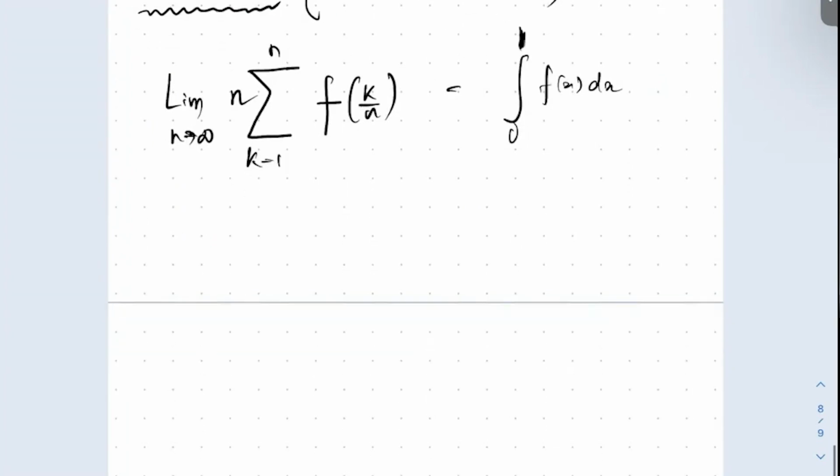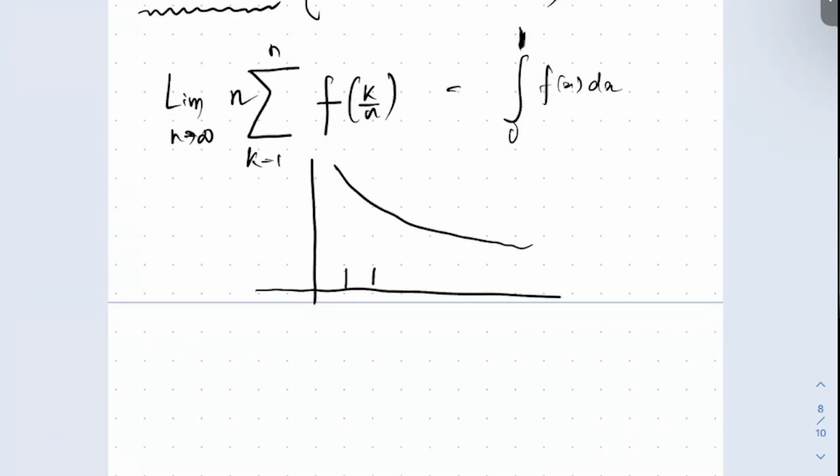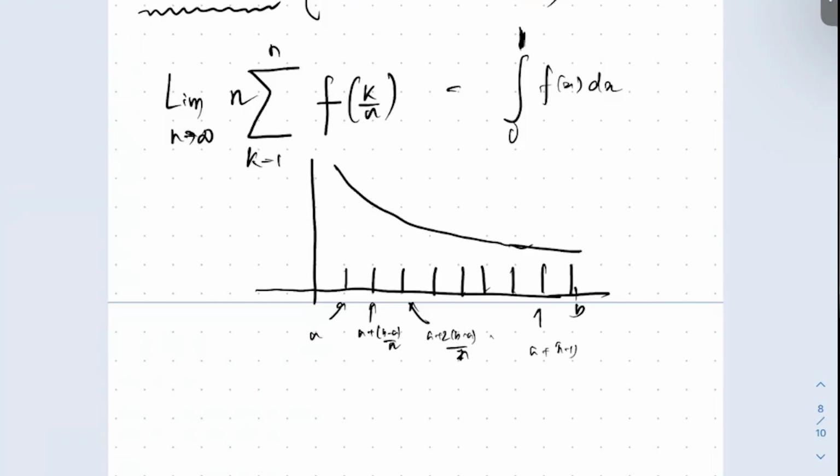So what's the basic idea, the mathematics behind it? It's very simple. If you take a function like this, and you take bricks out here, let's say this is a and this is b. So you take n bricks. This is a, this is a plus (b minus a) by n, this is a plus twice (b minus a) by n, and this goes on. This is nothing but a plus (n minus 1)(b minus a) by n.